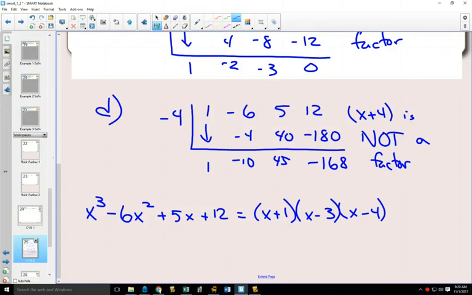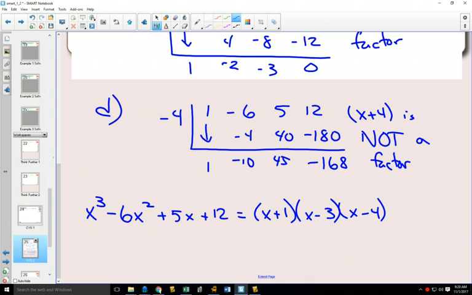And so technically, we have factored that completely. How do we know we factored it? Good question. How do we know that it's factored completely? Well, with an x cubed, you can have at most 3 factors.